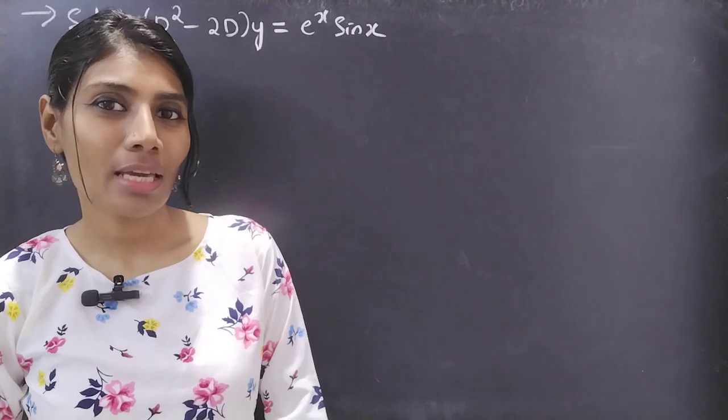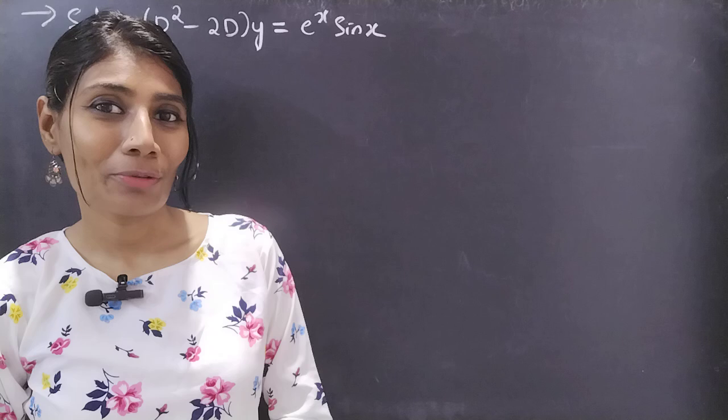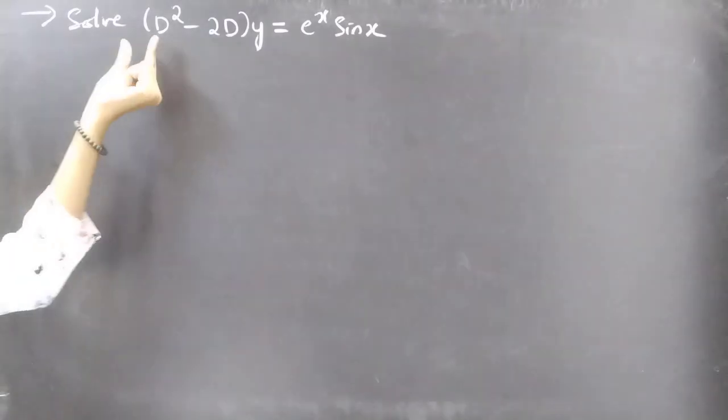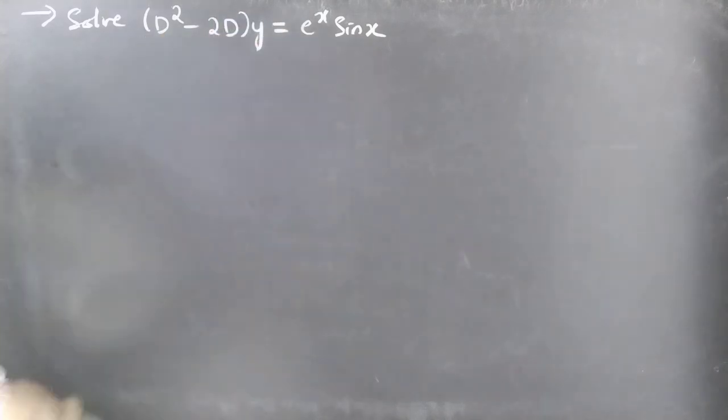In this video, we're going to see a problem from Method of Undetermined Coefficients. So let's get going. Problem: solve (D² − 2D) y = e^x sin x.